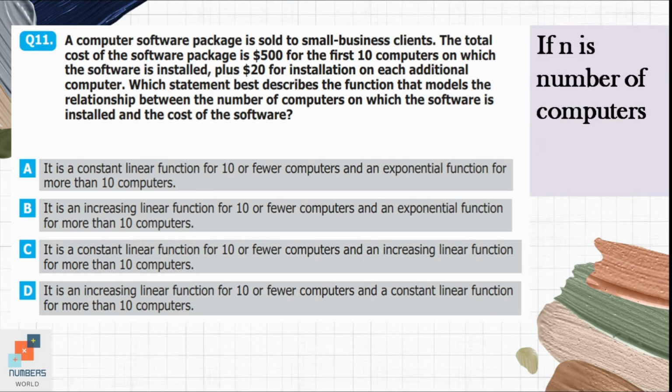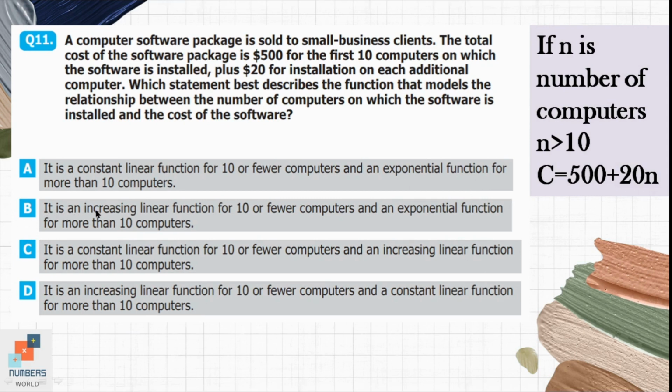If n is the number of the computers and it is greater than 10, then the equation will be the installation cost is equal to 500 plus 20n. Let's check all our options one by one. Option A is it is a constant linear function for 10 or fewer computers and an exponential function for more than 10 computers. The first part of the statement is correct because $500 are fixed charges for installing software in 10 computers or less than 10. But the second part of the statement is not correct because there is no exponential function in the equation.